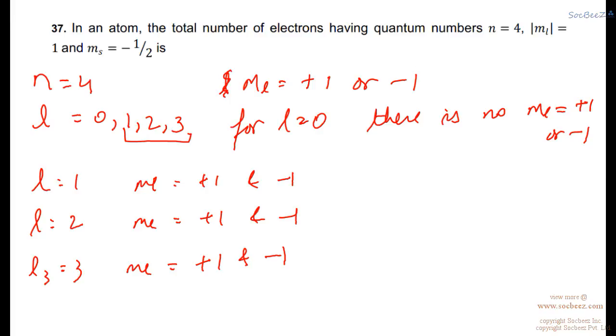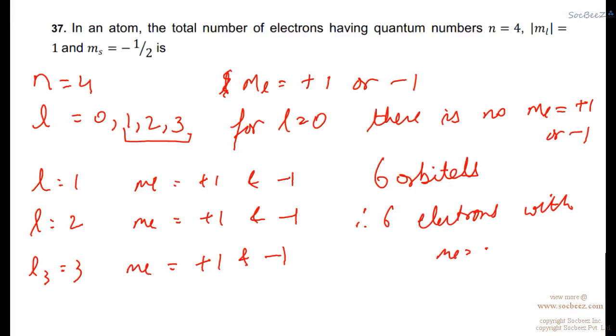Therefore, only one electron in each of the orbitals is present whose ms value is minus 1 by 2. So, since there are six orbitals, therefore 6 electrons are there, 6 electrons with ms equals minus 1 by 2. So, the correct answer for this question is 6.